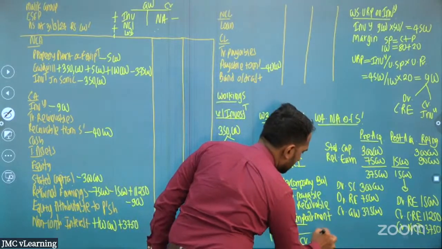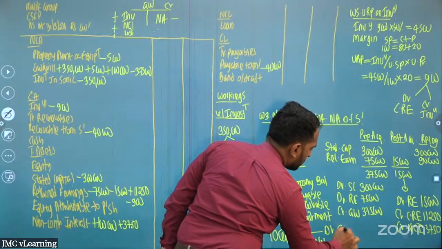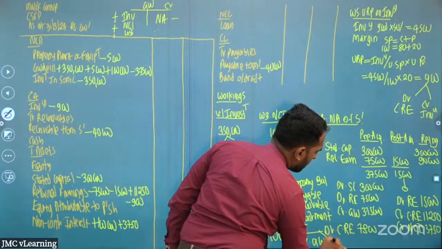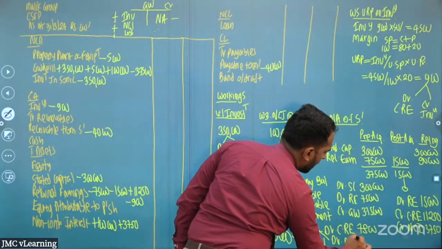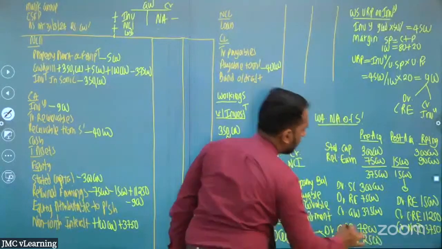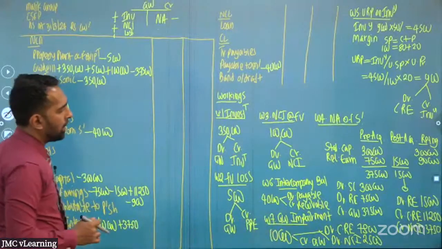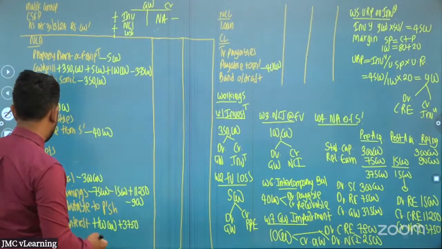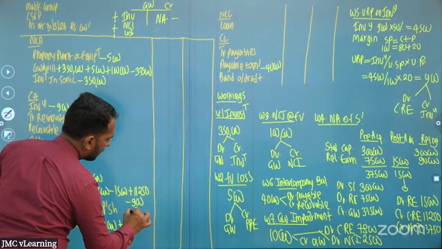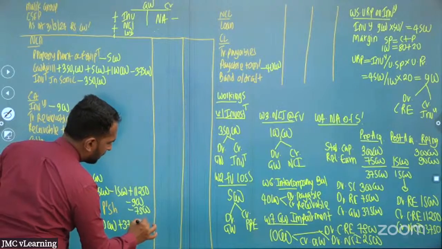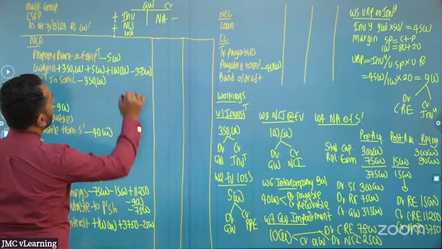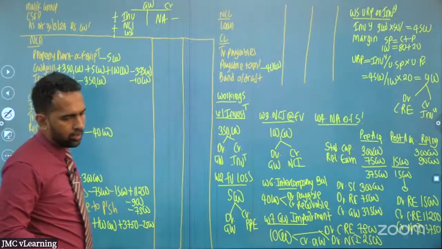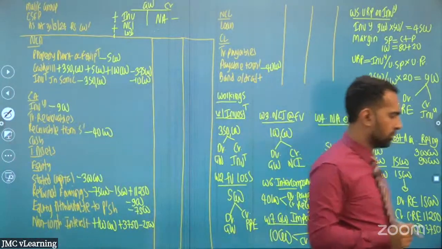Then what happens? Debited to consolidated retained earnings 7,500. Debited to NCI 2,500. We have to share it among parent and the NCI. Debited to consolidated retained earnings 7,500. Debited to NCI 2,500. Credited to goodwill 10,000.